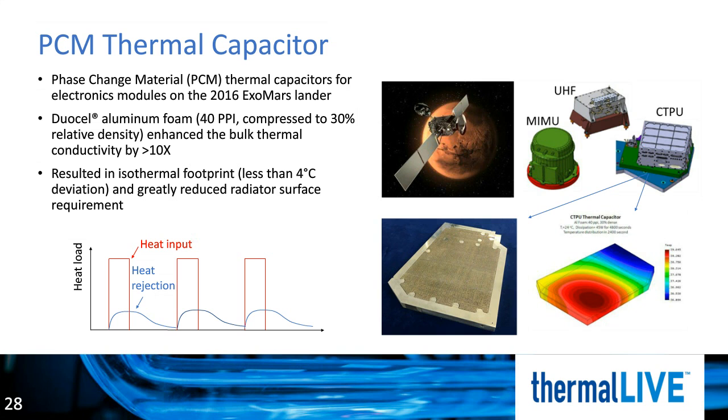The trouble with most phase change materials is that they have a very low thermal conductivity. For this application, ERG Aerospace designed 3 phase change material heat exchangers using dual-cell aluminum foam as a conductive metal matrix that was infused with the phase change material. This resulted in a 10-fold increase in effective thermal conductivity and less than 4 degrees of temperature gradient at all times.